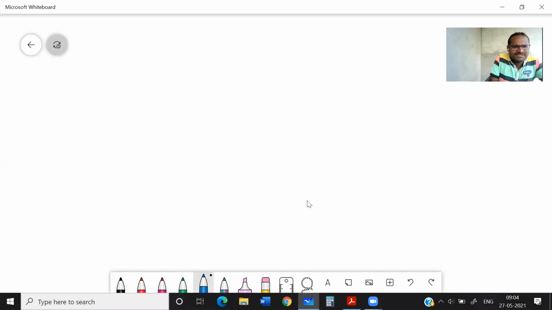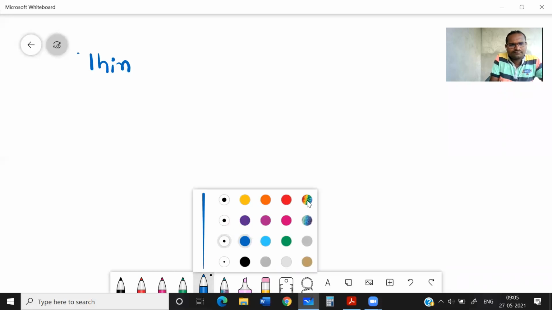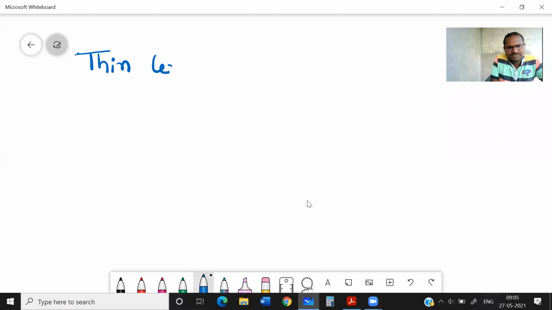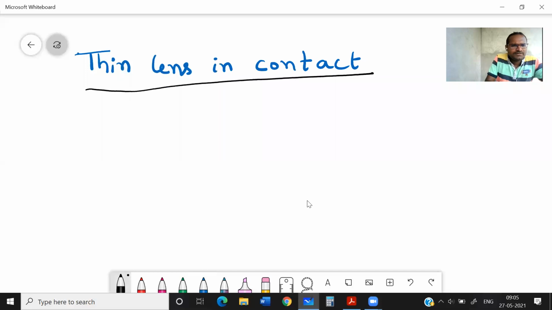The topic is thin lenses in contact. Important for your board exam. I think this question is expected for 5 marks this year. They may ask it; chances are there.